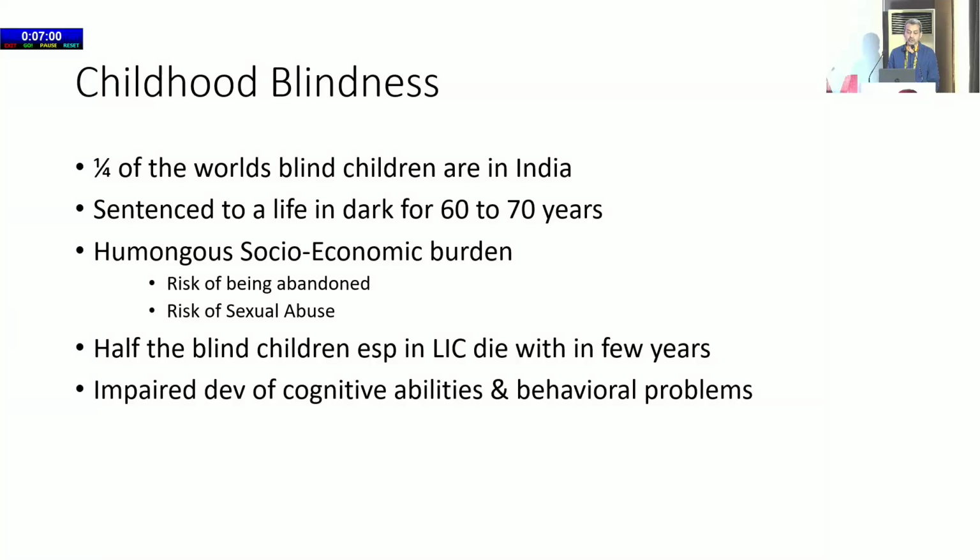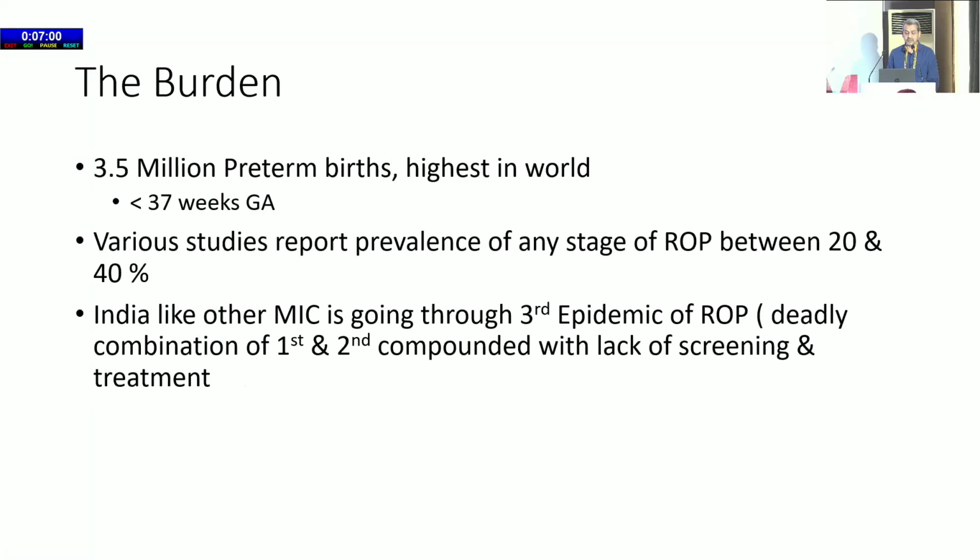It is a humongous socioeconomic burden on the country. And half of these blind children die in low-income countries. And even those who survive have impaired development and cognitive abilities. India also has the dubious reputation of the highest number of preterm births, which is 3.5 million per year. Preterm means less than 37 weeks of gestational age. And various studies in India have reported the prevalence of any stage of ROP between 20 and 40%. So you can imagine what happens when you multiply this with 3.5 million.